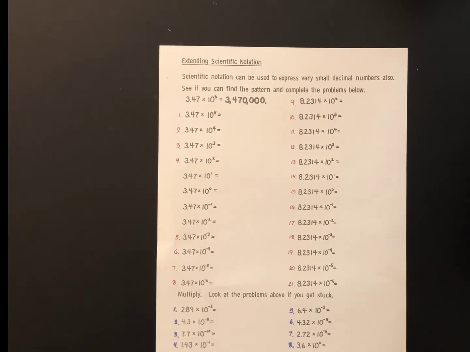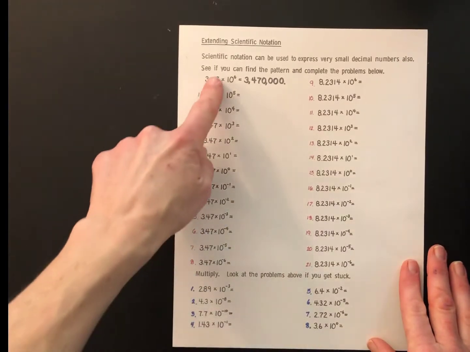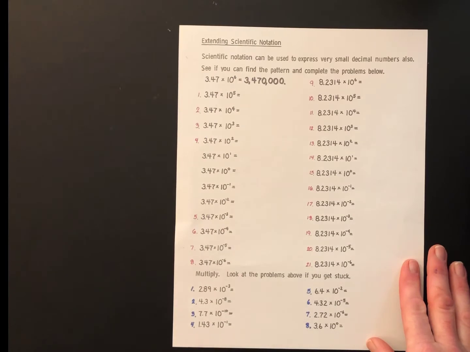On this page, you are going to see how scientific notation not only helps you see very, very large numbers, but it also helps you see very, very small numbers. We're going to begin by doing this whole column together.